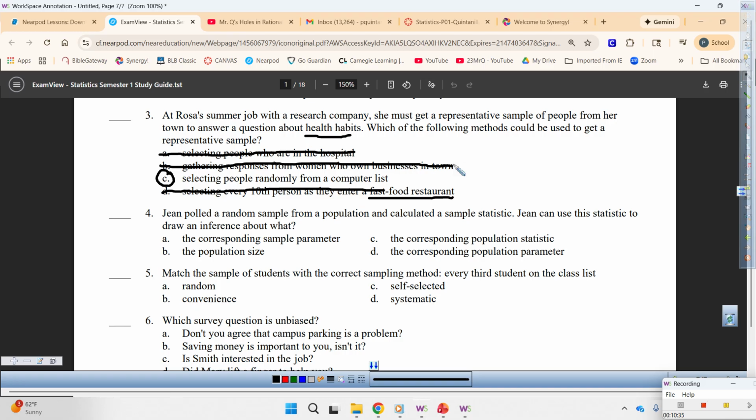Let's go to number 4. Jean pulled a random sample from a population and calculated a sample statistic. Jean can use this statistic to draw inferences from what? A, corresponding sample parameter. B, population size. C, corresponding population statistic. And D, the corresponding population parameter. All right, talk to your neighbor, let them know which one you think Jean could get information from that sample that she got.